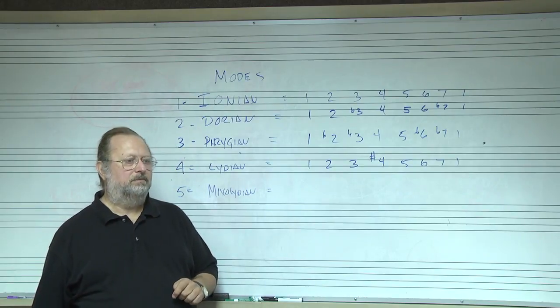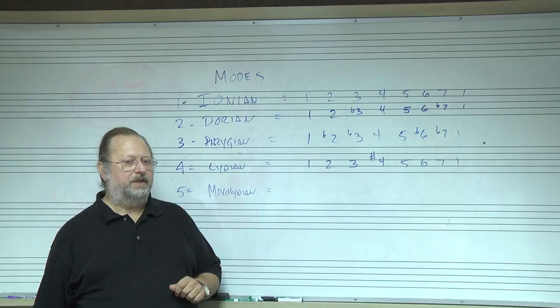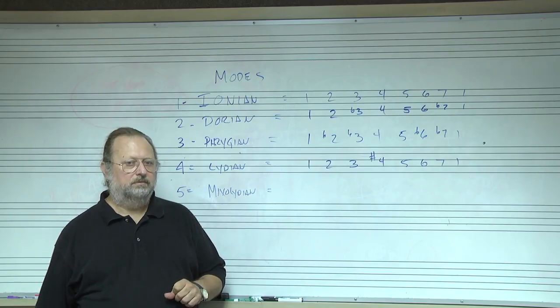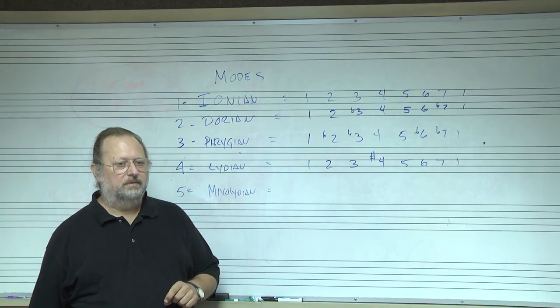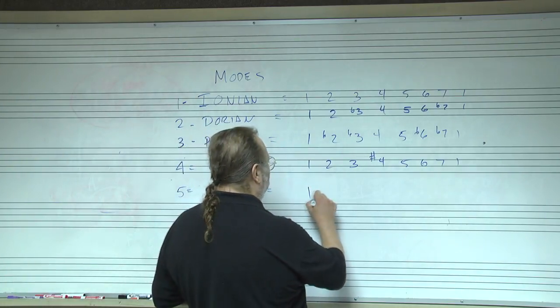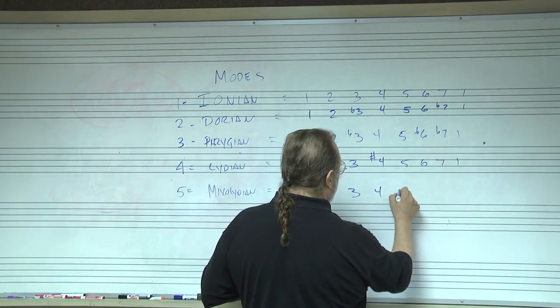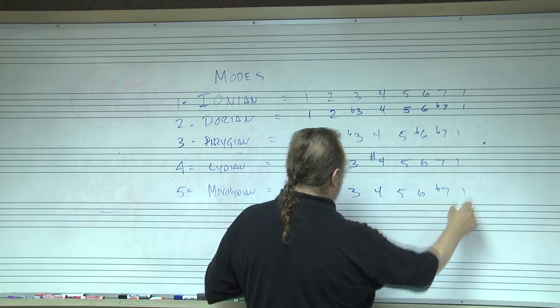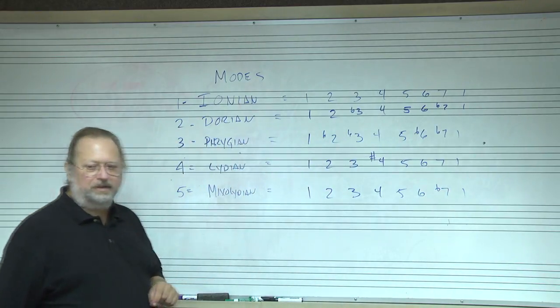Mixolydian. So what's Mixolydian? Start on the 5 of the major scale. That's the only way I know. Okay, but standalone? Major scale with a flat 7, right? Indeed. Okay, now, what's after Mixolydian?